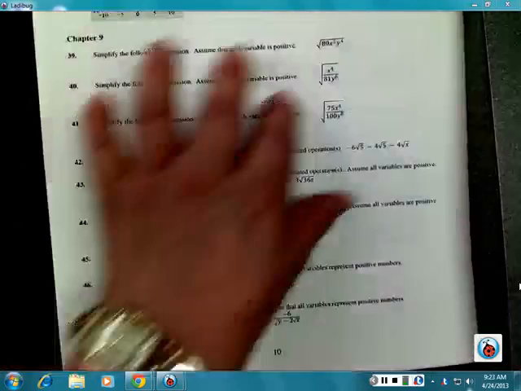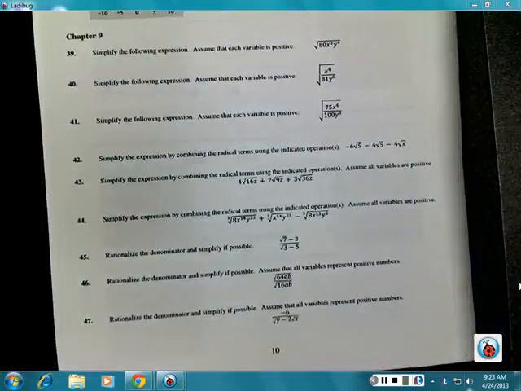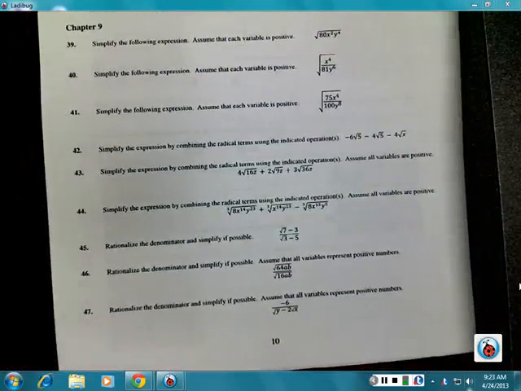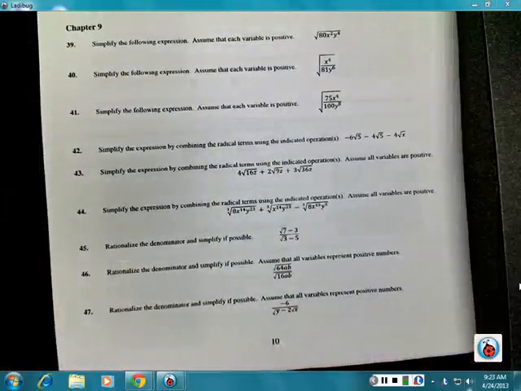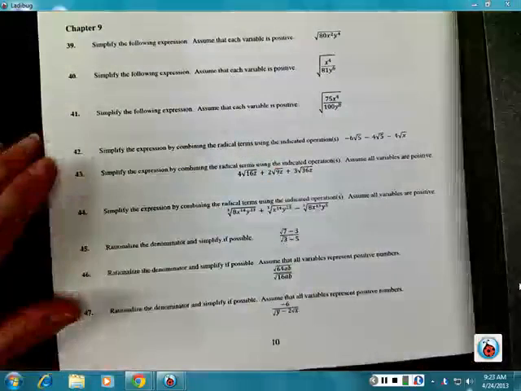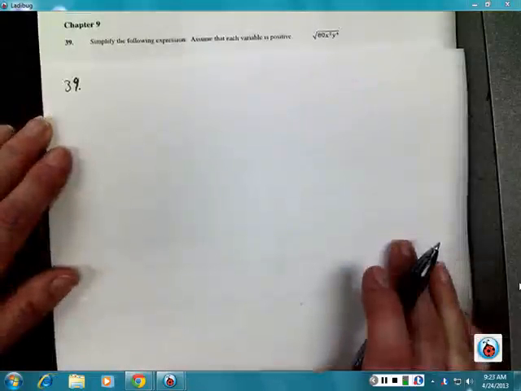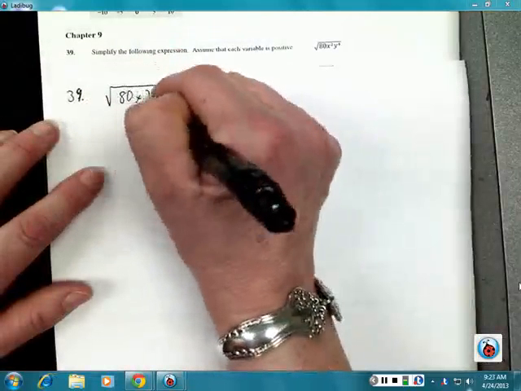Okay, on to chapter 9, and that's where we're going to leave off after we get 9 over or through today, which we should be able to get finished when we do these. Okay, so chapter 9 was all of your radical equations and solving these square roots and cube roots and so forth. And so as we work through these, the first one, number 39, says that we want to simplify that expression.